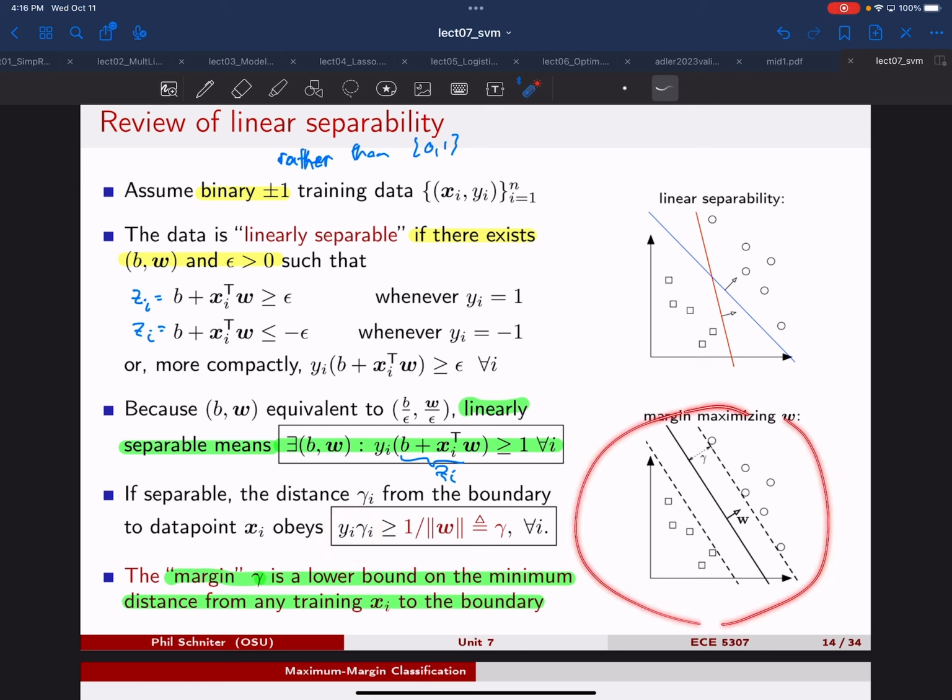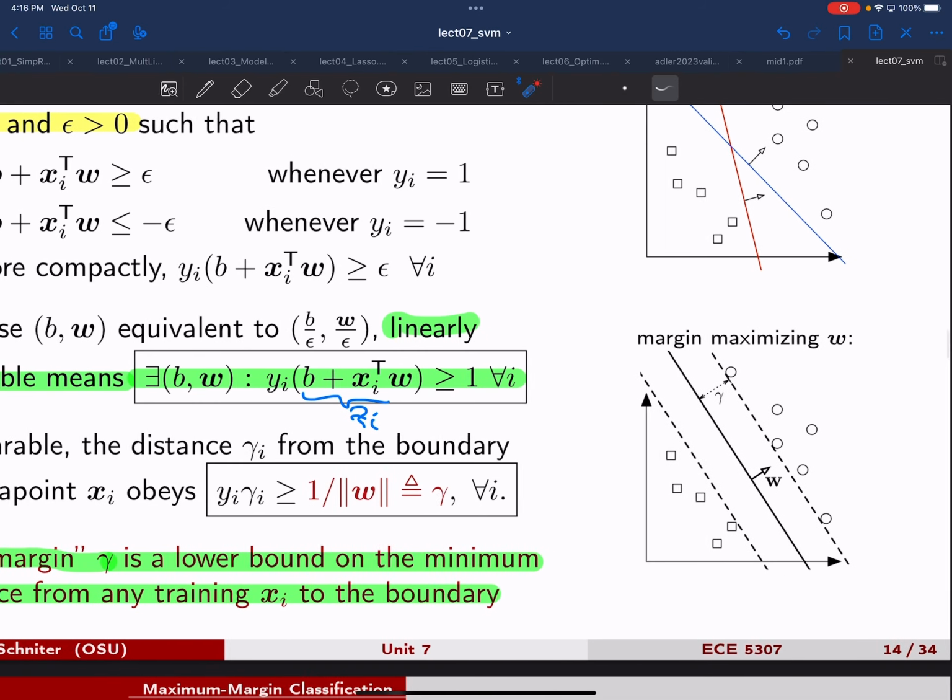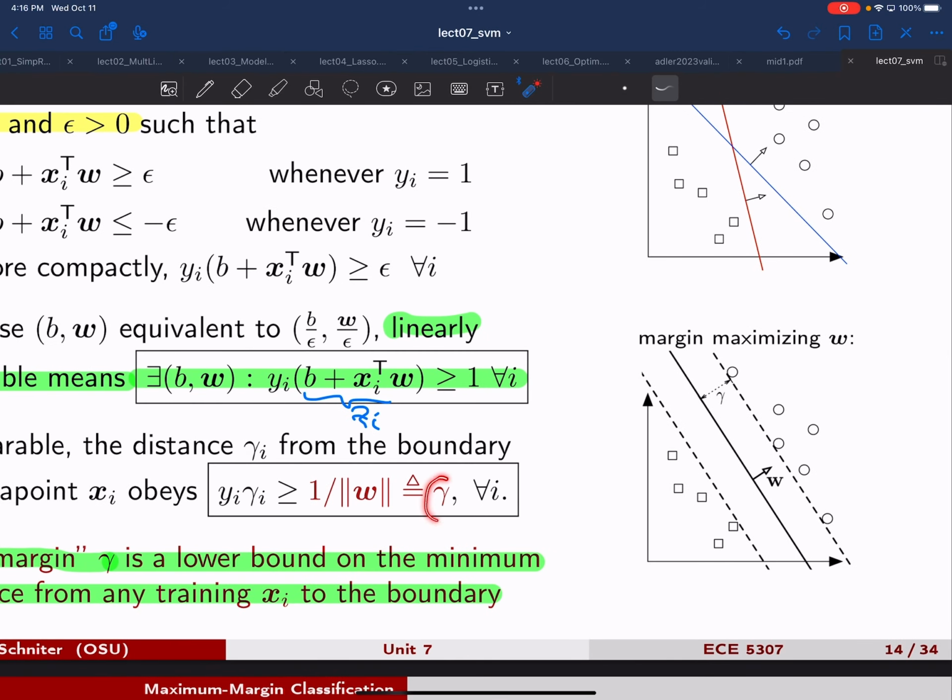So like in this picture here, we have all these training points here. This is a linearly separable data set. And you can see that all these points are at least this gamma, this distance gamma, from the boundary. So this gamma, or the margin, is a lower bound on the closest one, the minimum distance. The points closest to the boundary are the most difficult points. They're the ones hardest to classify. So this tells us something about the difficulty of this data set.